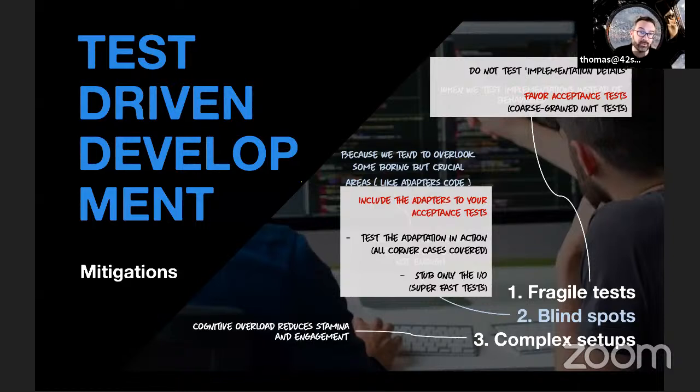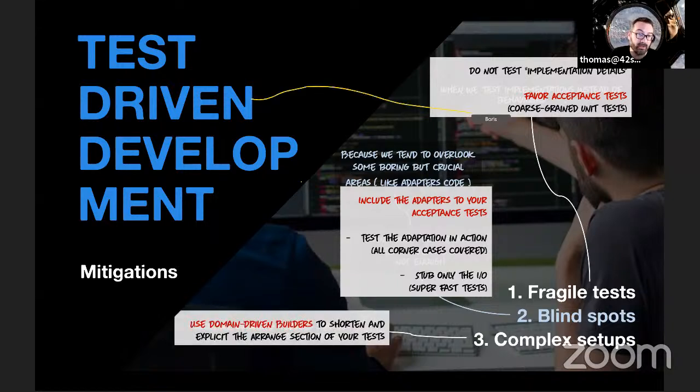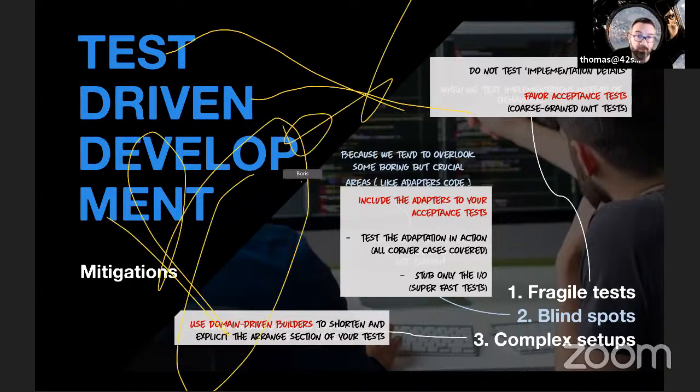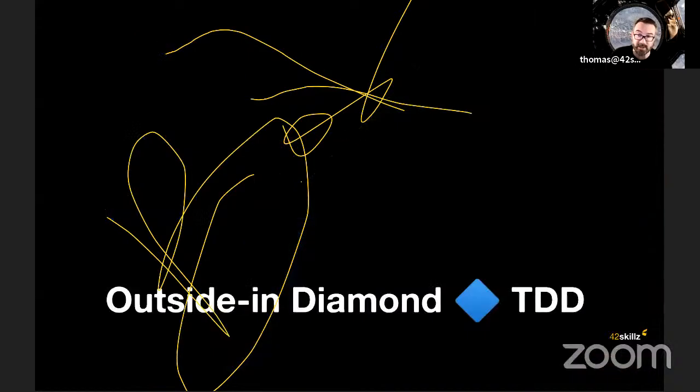And the third issue, complex test setup that reduces our stamina and disengages people day after day. The trade-off is to simplify our test code and test setups and to include all the setup parts in every acceptance test to prevent declaring stuff elsewhere, far away in private members or fields in our test suites. But to do so, we need to shorten the arrange section, the setup section at the beginning of your test. So use builders to make it really short, crisp and domain-driven. They will talk with the language of the domain and talk about concerns of the domain only, not technical concerns, not stub configuration details, and things like that. But it's probably time for me to tell you more about these trade-offs and the outside-in Diamond TDD.